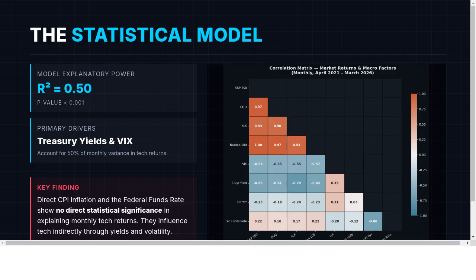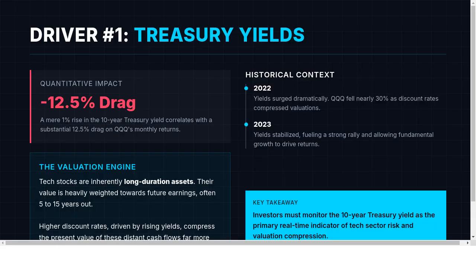Treasury yields. Treasury yields are, without question, the valuation engine for the tech sector. Our analysis shows that a mere 1% rise in the 10-year yield correlates with a substantial 12.5% drag on QQQ's monthly returns. This makes it the strongest single driver in our model.